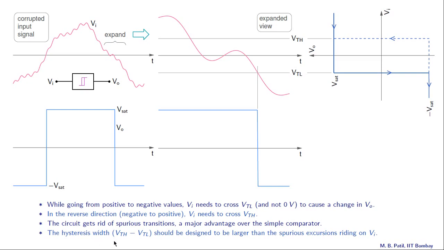The hysteresis width VTH minus VTL should be designed to be larger than the spurious excursions riding on Vi. This is our hysteresis width, and we should design it such that it is larger than these excursions which are riding on the input voltage. Then we will not have this problem of multiple transitions.